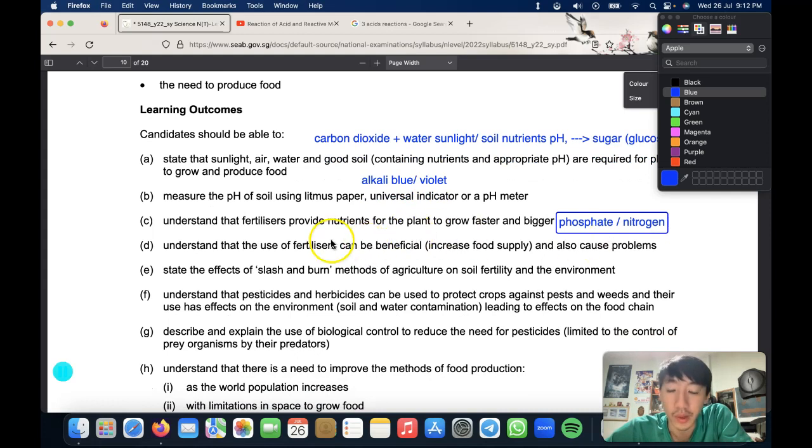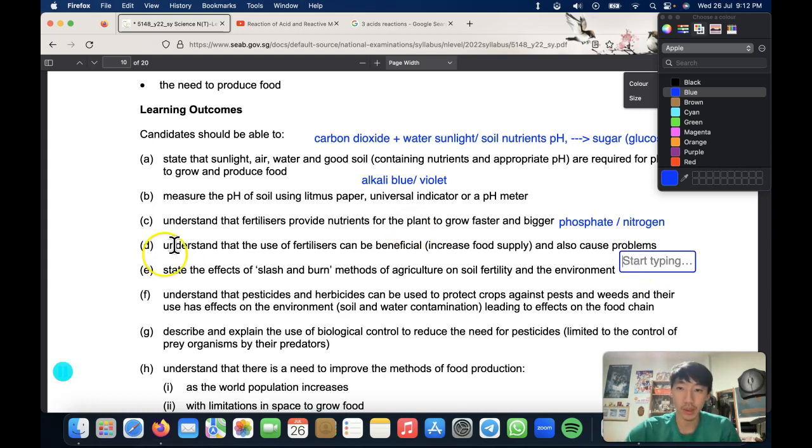Fertilizer can be beneficial because fertilizers help to increase the food supply. They allow you to grow more food, and then you can feed more people. But they can also cause problems. What is one problem? If you put too much fertilizer in the soil, it can cause an algae bloom. So what's an algae bloom?